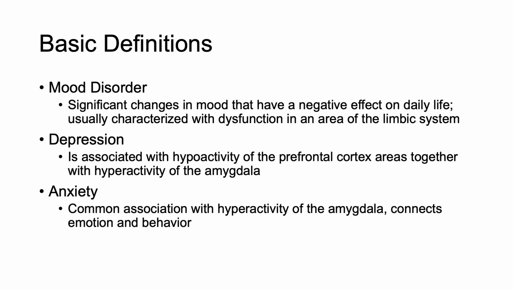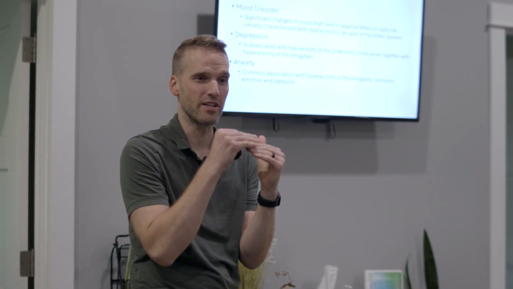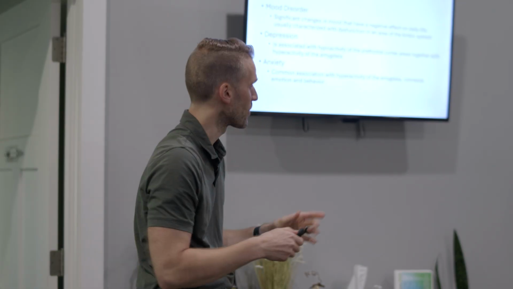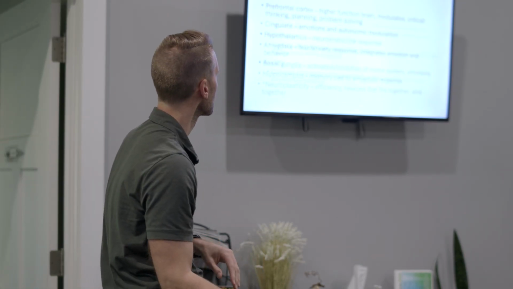Depression is generally a hypoactivity or a reduction in functioning of certain areas, especially within the prefrontal cortex. And then it's oftentimes paired with hyperactivity of the amygdala, which is also tied into anxiety, because hyperactivity of the amygdala is what they really tie into having an anxious event, and it connects emotion and behavior. And so you can see how there's a little bit of layering. And so commonly we see patients come in and they have a diagnosis of both depression and anxiety layered on top of one another. One of them may be a little more prevalent than the other, of course.